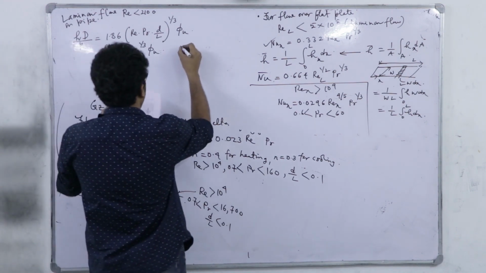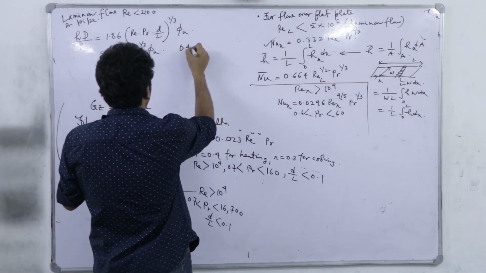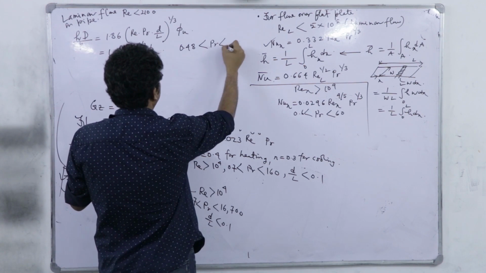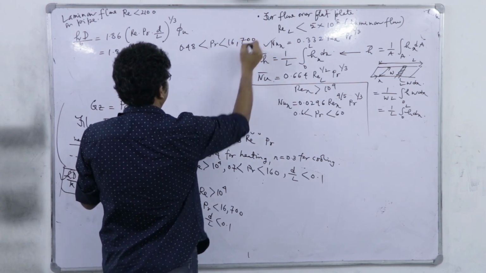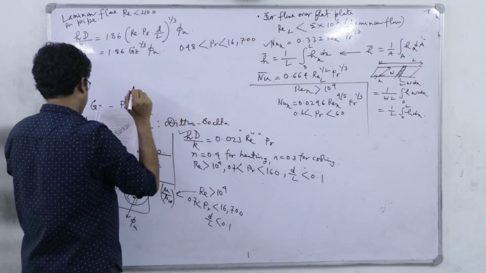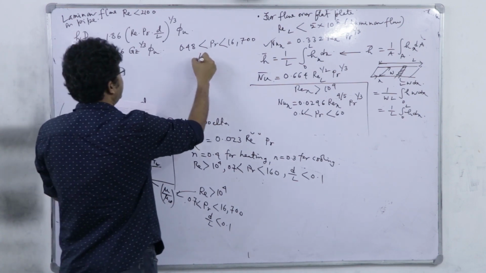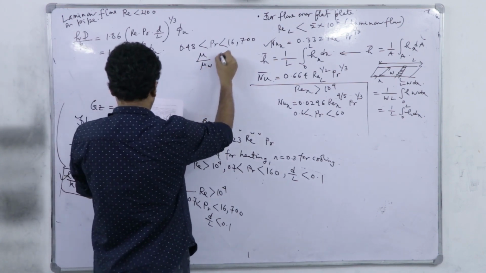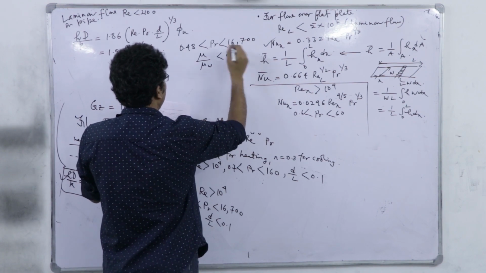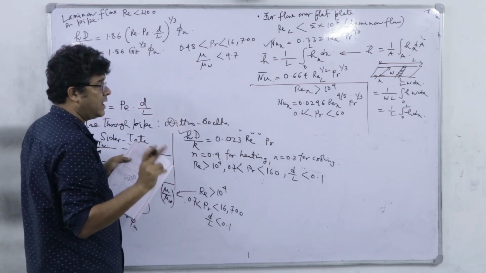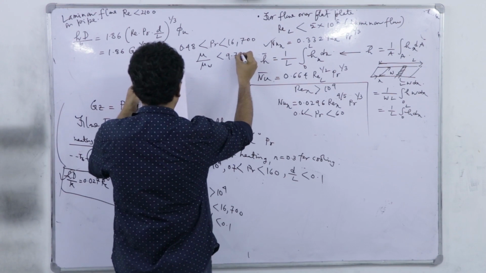So here this Prandtl number validity range, the upper limit is same as Sieder-Tate, here the lower limit is 0.48. Now mu by mu W, it has got a limit, this you do not have to remember actually, only remember this Prandtl number range for laminar and turbulent flow and Reynolds number range.